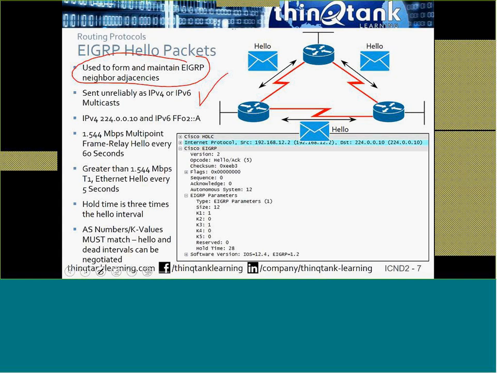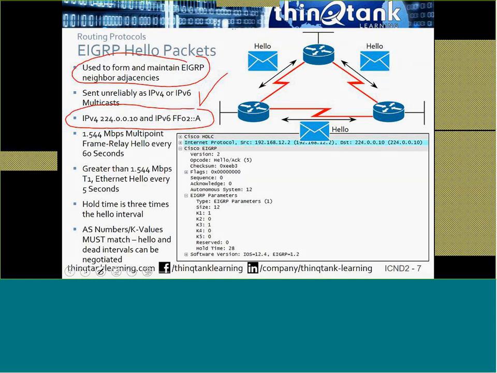So hello packets are not acknowledged, but they are sent in multicast. The multicast address used in IPv4 is 224.0.0.10. In IPv6, it's FF02::A.